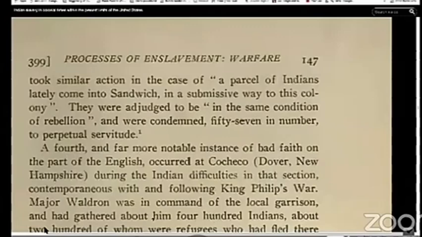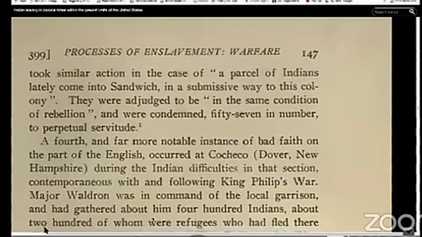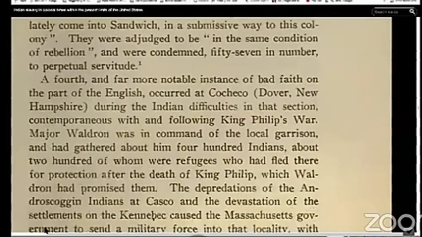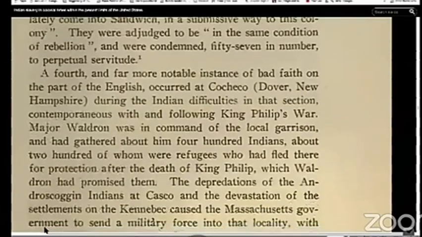Perpetual servitude? A fourth and far more notable instance of bad faith on the part of the English occurred at Cocheco, Dover, New Hampshire, during the Indian difficulties in that section, contemporaneous with the following King Philip's War.